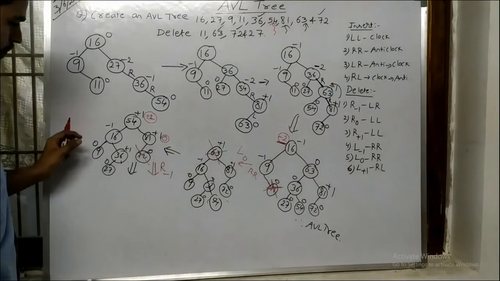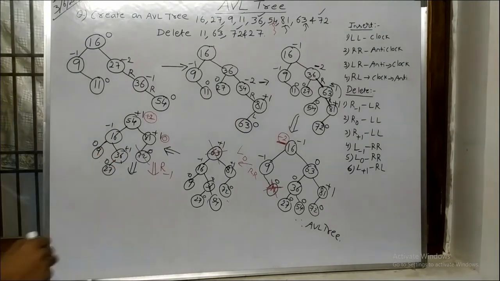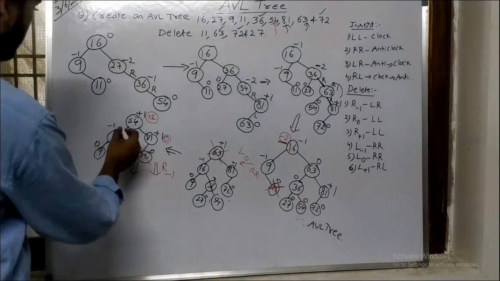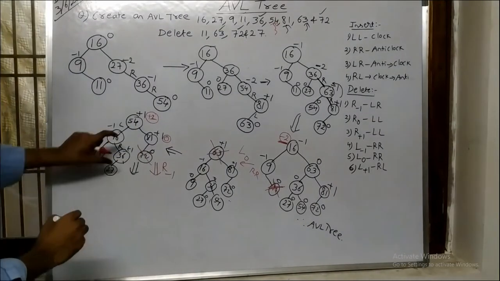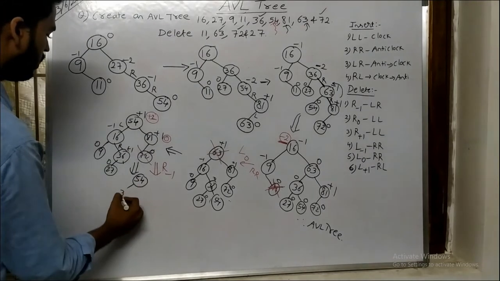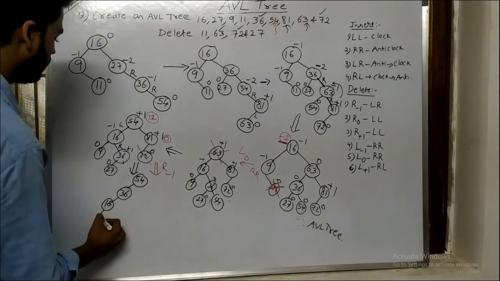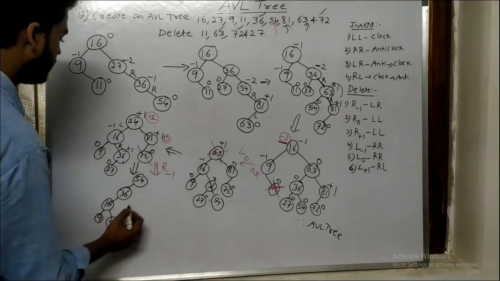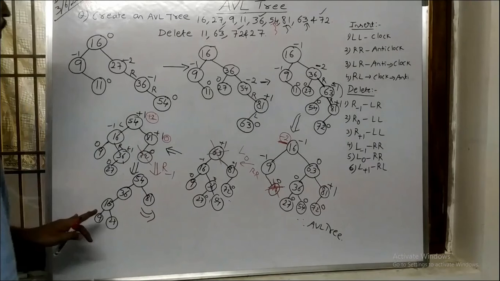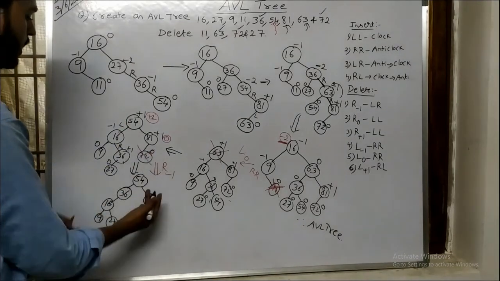LR means this is L and this is R. So I will make the arrangement like 54, 36, 16, 9, 27, 81. That is, when I perform LR, first I perform anti-clockwise, then clockwise.